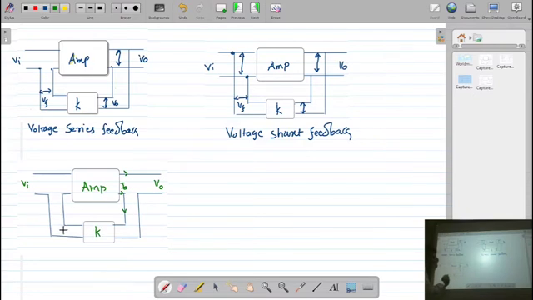And then whatever the voltage will be produced here, the feedback voltage, this feedback voltage is now in series with the input voltage. So you can say this kind of amplifier is a current series feedback. Again, the output current is given to the feedback network, it is going to produce the voltage, and this voltage is connected in series with the input voltage. So this is known as a current series feedback.